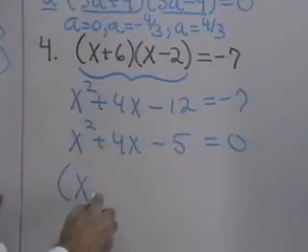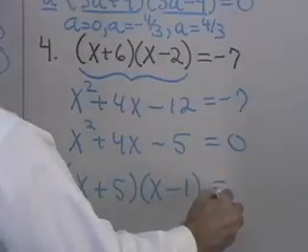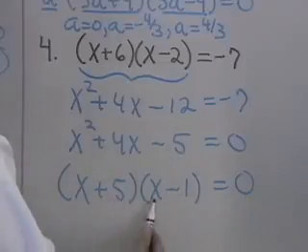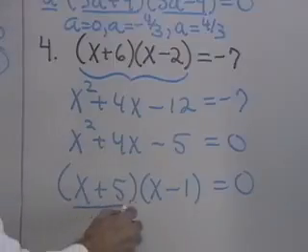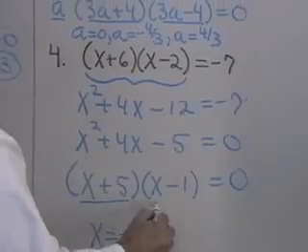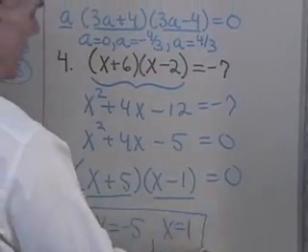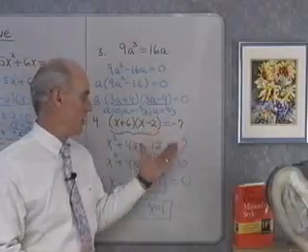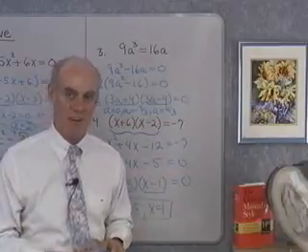Factor this. I have x plus 5 times x minus 1 is equal to 0. Is that right? 5 times negative 1, negative 5. Inside is 5x, outside negative 1x. They add up to 4x. If I set this factor equal to 0, I get x equal negative 5 for one solution. If I set this factor equal to 0, I get x equal 1 for my other solution. So two solutions to this equation, and again, I found them by the same method. Putting the equation in standard form, factoring the left side, setting the factors equal to 0 to find my solutions.